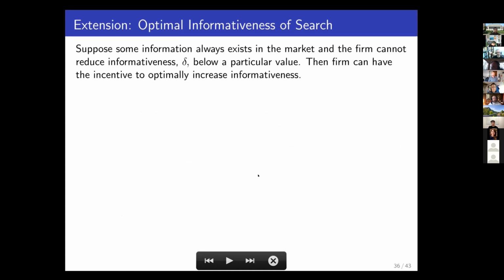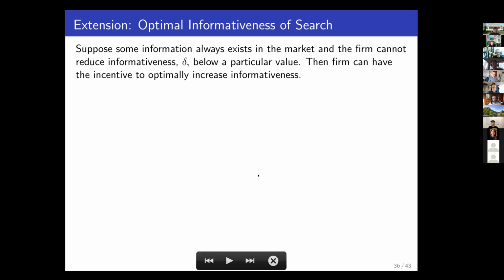However, one can imagine that some information always exists out there, right? You cannot make search completely uninformative. So then the firm actually can have the incentive to optimally increase informativeness.